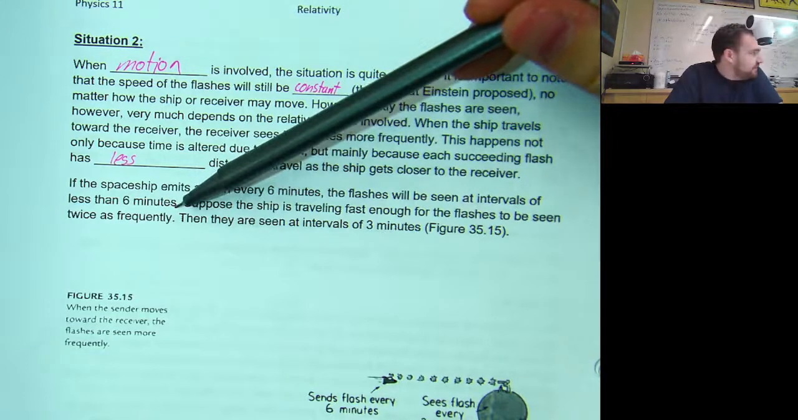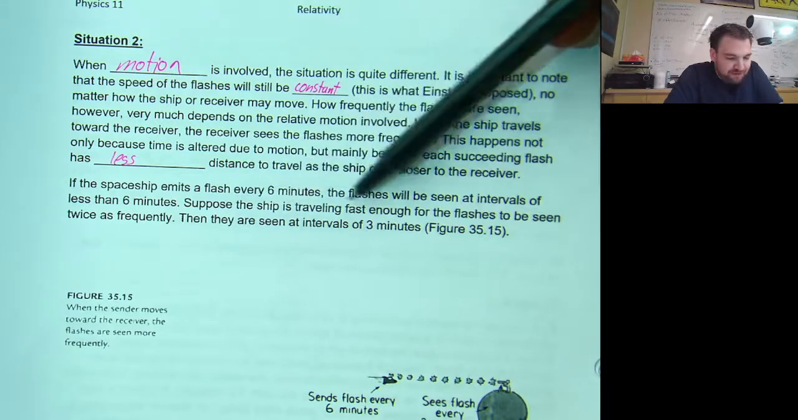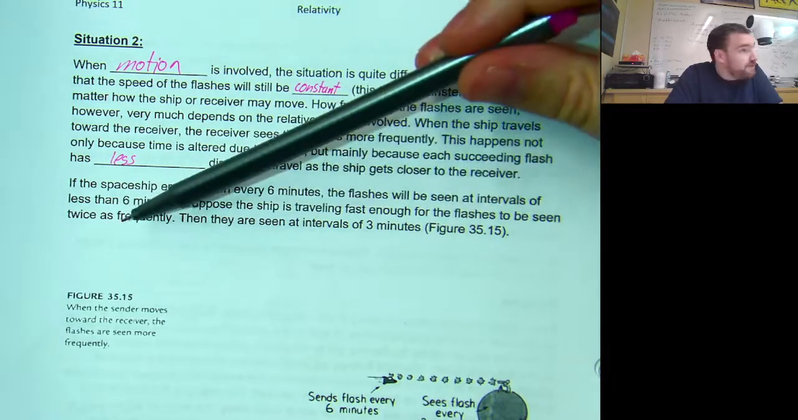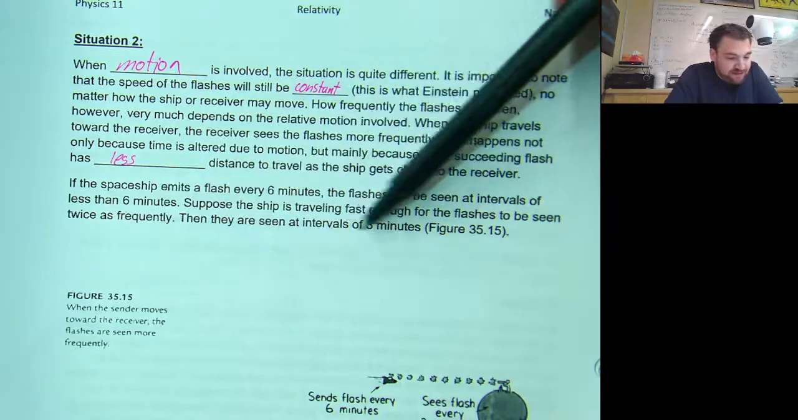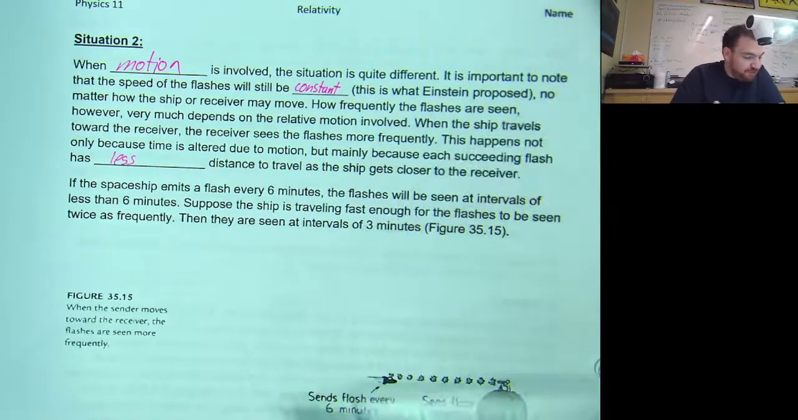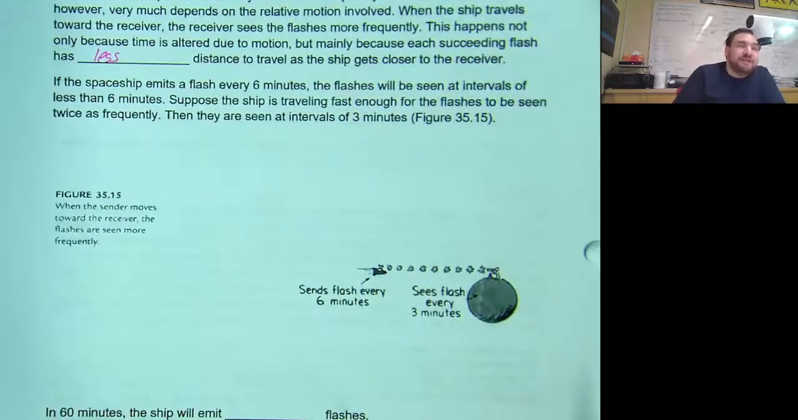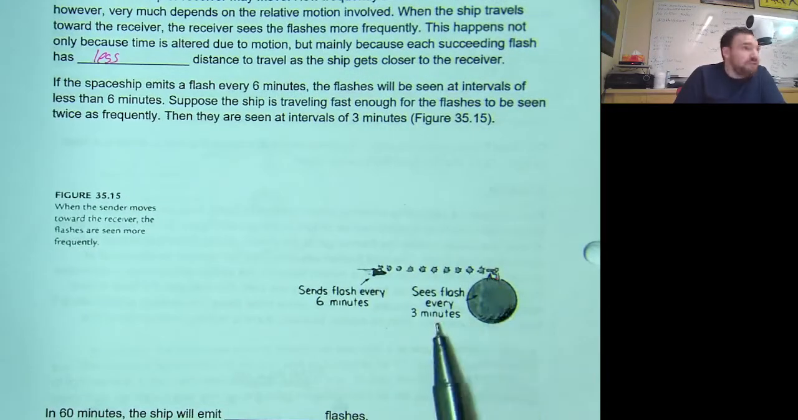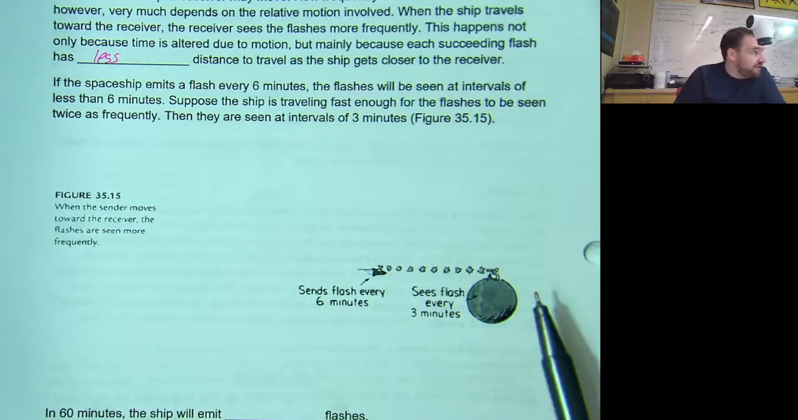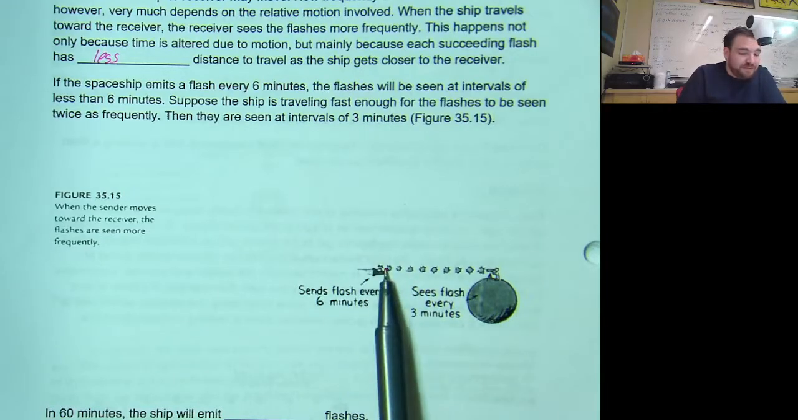This makes sense, yes? Suppose the ship is traveling fast enough for the flashes to be seen twice as frequently. Then they're seen at intervals of 3 minutes. So the ship is sending flashes every 6 minutes, but traveling towards the Earth. He sees, our observer on the Earth, sees the flashes coming every 3 minutes. Because light is constant, it's the distance here that's shrinking.